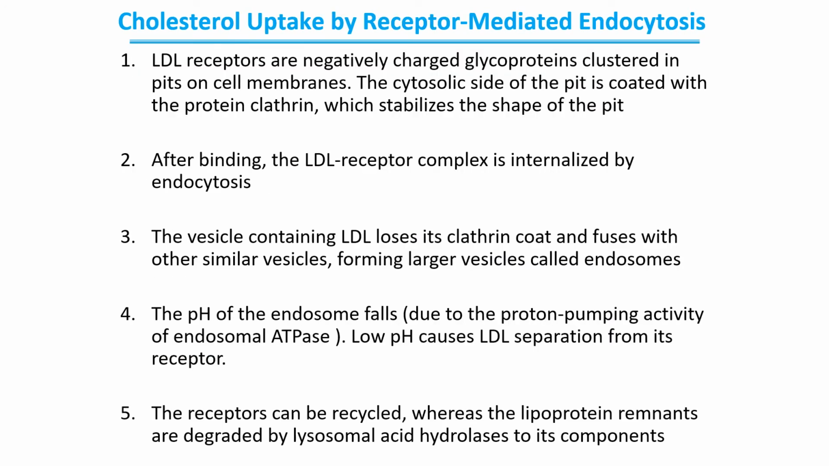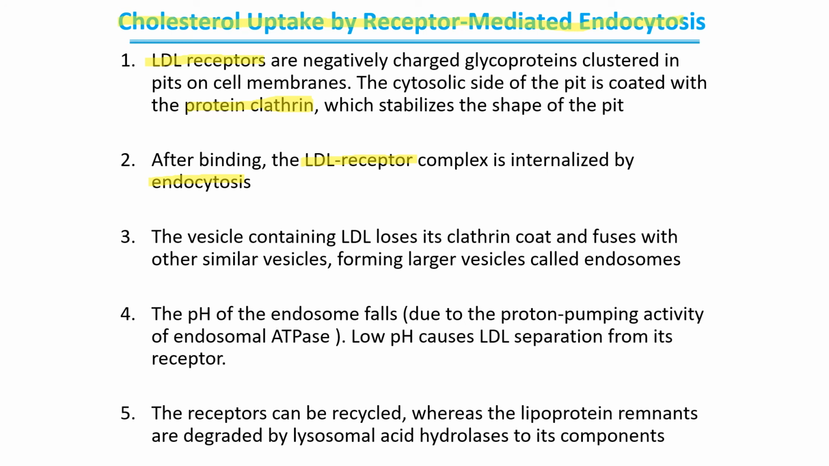So this one is simply the description of the diagram which I just explained in the previous slide, the receptor mediated endocytosis. So the LDL receptors, which are negatively charged, are present on the protein clathrin on the cell membranes, which stabilizes the shape of the pit. Then these LDL receptors bind with the ApoB100 protein, and it is internalized. That is the process we call endocytosis.